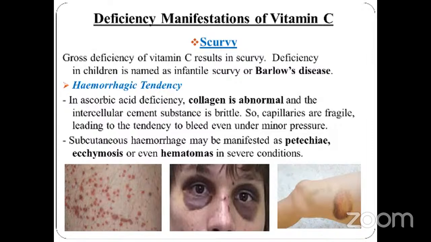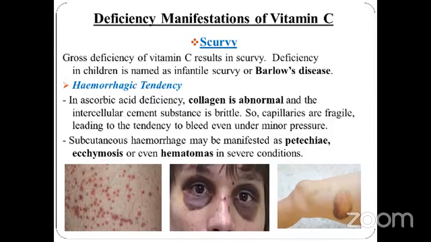So what are the clinical features of scurvy? The first one is hemorrhagic tendencies. In ascorbic acid or vitamin C deficiency, as we know, it plays a very important role in collagen formation. Because of its deficiency, the collagen is abnormal and the intercellular cement substance becomes fragile. So the capillaries, arteries, or veins are fragile and there is a tendency to bleed even under minor pressure. Clinically, it manifests as petechiae, ecchymosis, and hematomas.